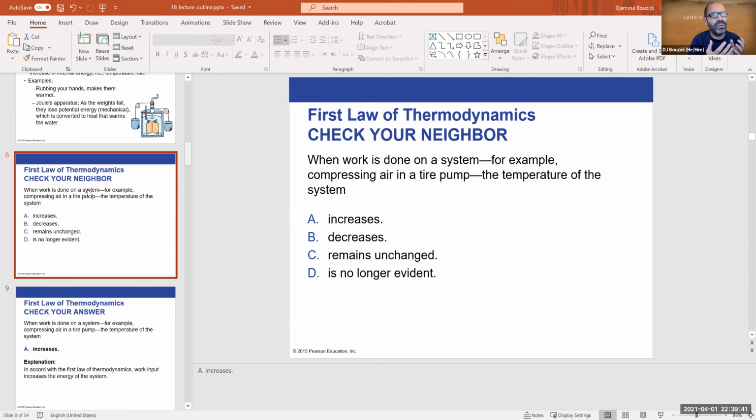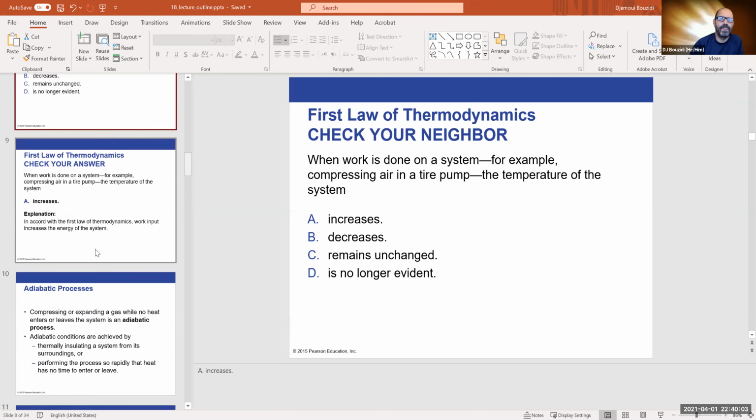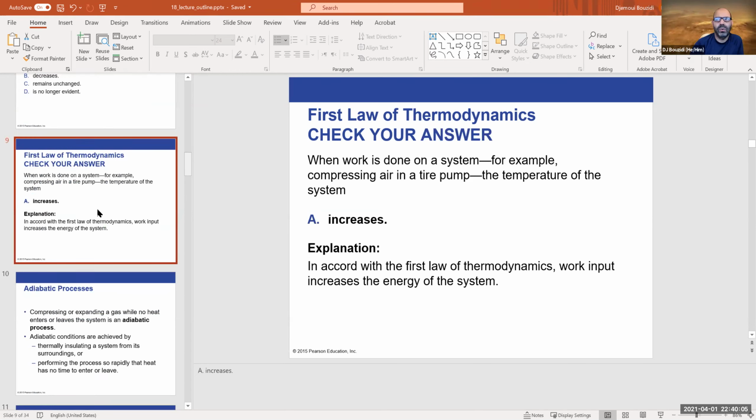So in this case, energy is conserved. Whether you do work on a gas or you add heat to it, you're going to add to its internal energy, because energy must be conserved. It cannot vanish. It must go somewhere, and in this case, it goes to the inside of the system. So that is what the first law of thermodynamics is.